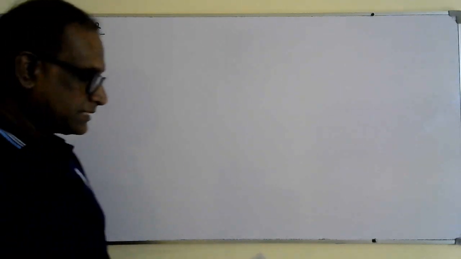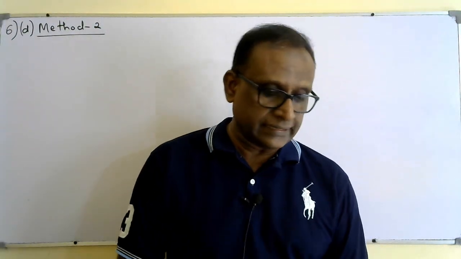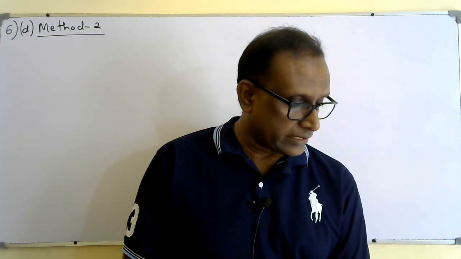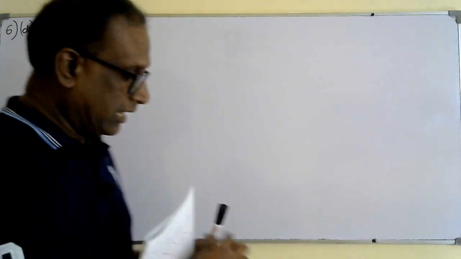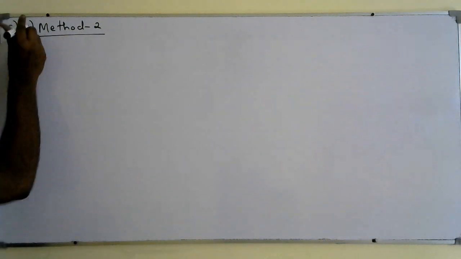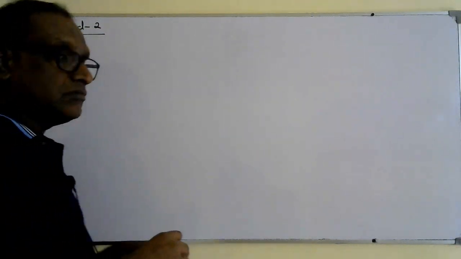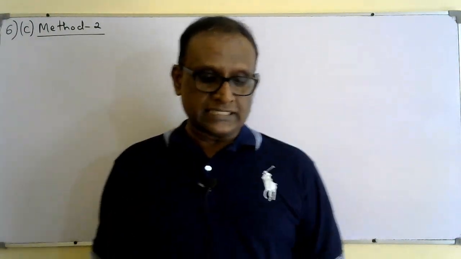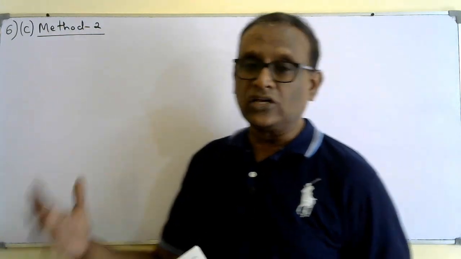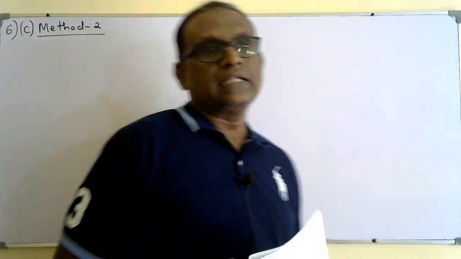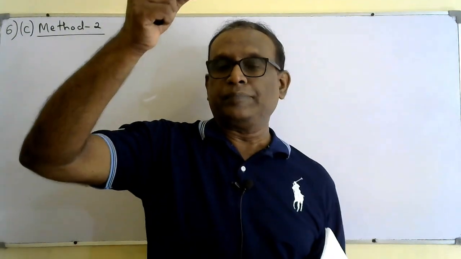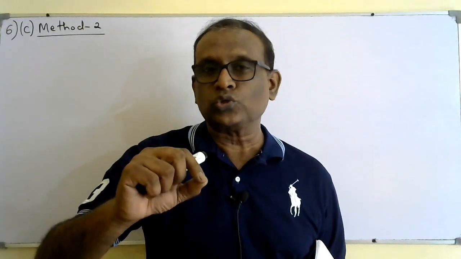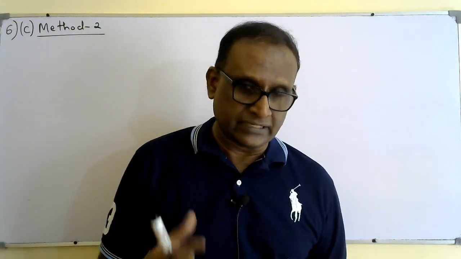Okay, so question number 6, part D, method 2. Sorry, part C, method 2. That's part C, method 2. First method we used energy equations. Now we are going to use Newton's second law method. Okay, so we'll see it was pulled down. The particle P was pulled down below M through distance 0.3 meter and released.